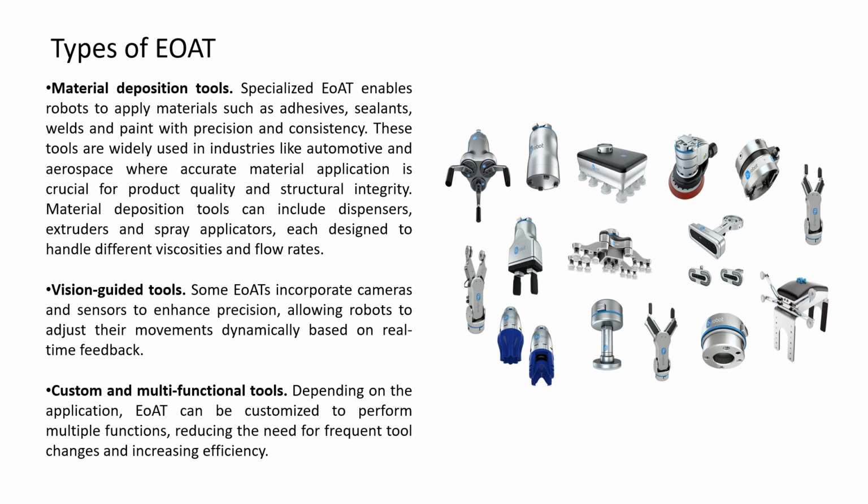In some applications we need to visually inspect the parameters in the system. Let's say we have a conveyor and a part is coming onto the conveyor, and we need to check whether the part is okay or not. So we should have a vision system on the robot, which will be attached to the wrist and is nothing but end of arm tooling. And then we have custom and multifunctional tools. Depending on the application, we can customize the end of arm tooling.